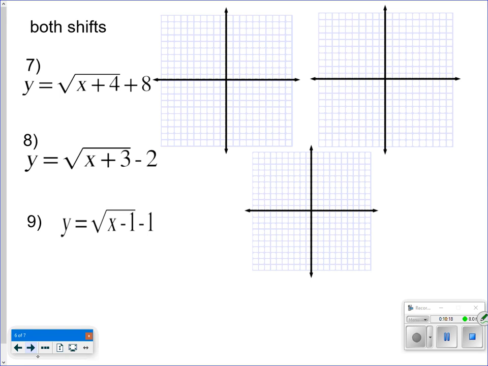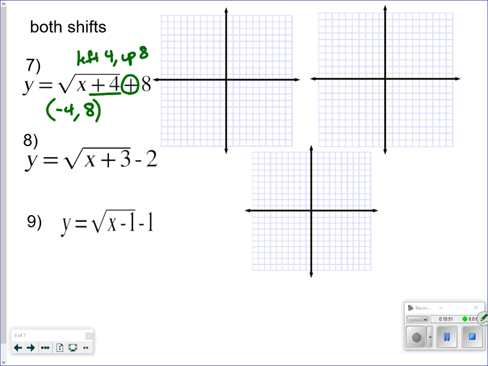All right, number 7, y equals square root of x plus 4, plus 8. So your first number, do the opposite of plus 4, negative 4. Sitting in the back, it says plus 8, so you're going to take that exact same number, positive 8. So what directional words can we use? If it says plus 4, we have to do negative. Negative goes backwards, so it's going to go left 4, and then it's going to go up 8. That will be your center.